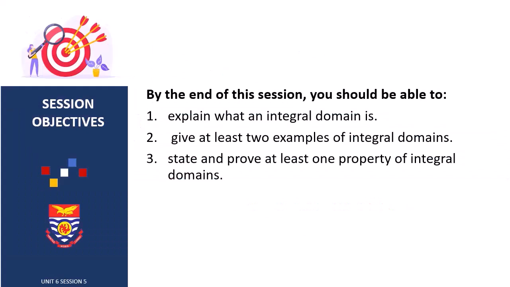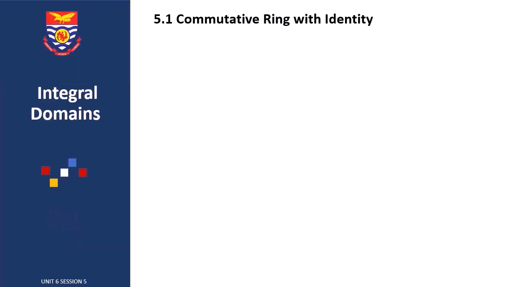By the end of this session, you should be able to explain what an integral domain is, give at least 2 examples of integral domains, and then state and prove at least one property of integral domains. First, we will learn about commutative rings with unity and use that knowledge to explain integral domains. So we start with the commutative ring with identity.